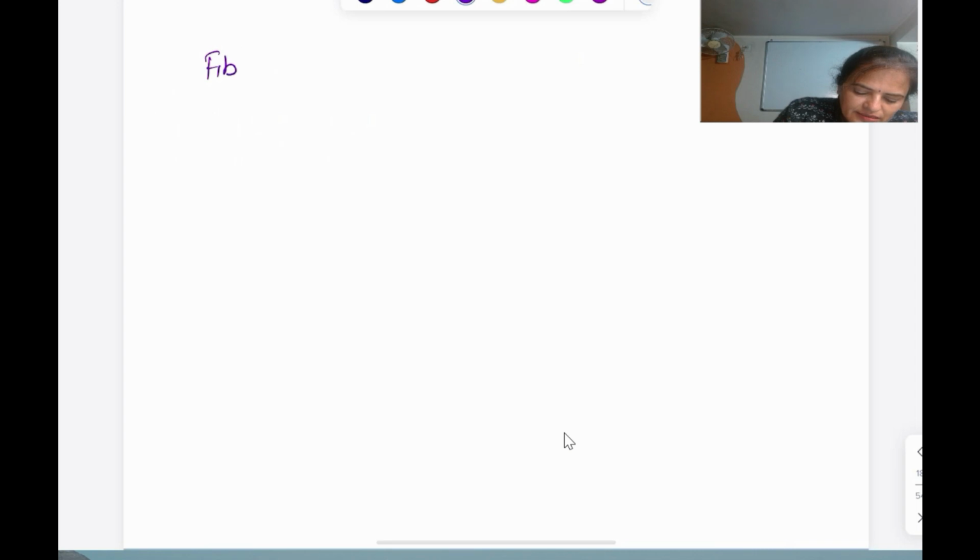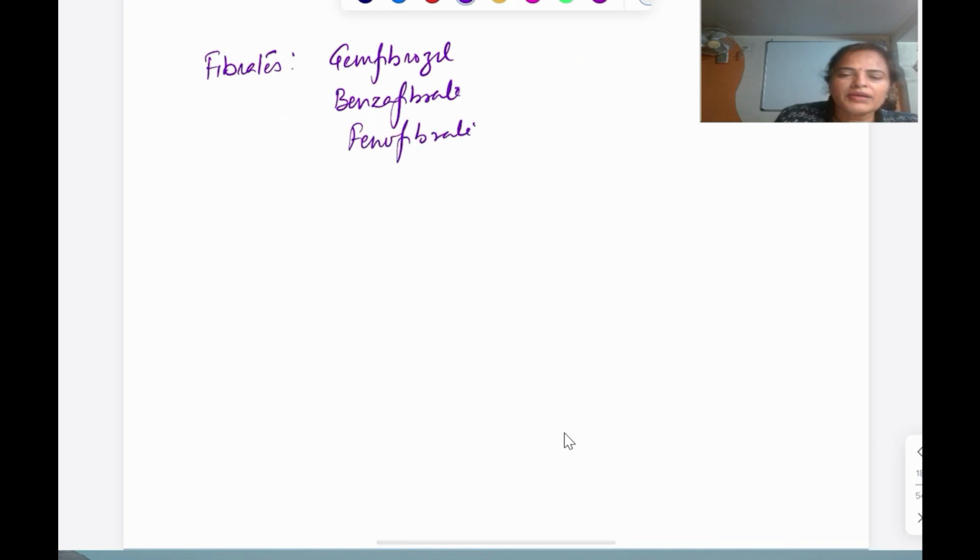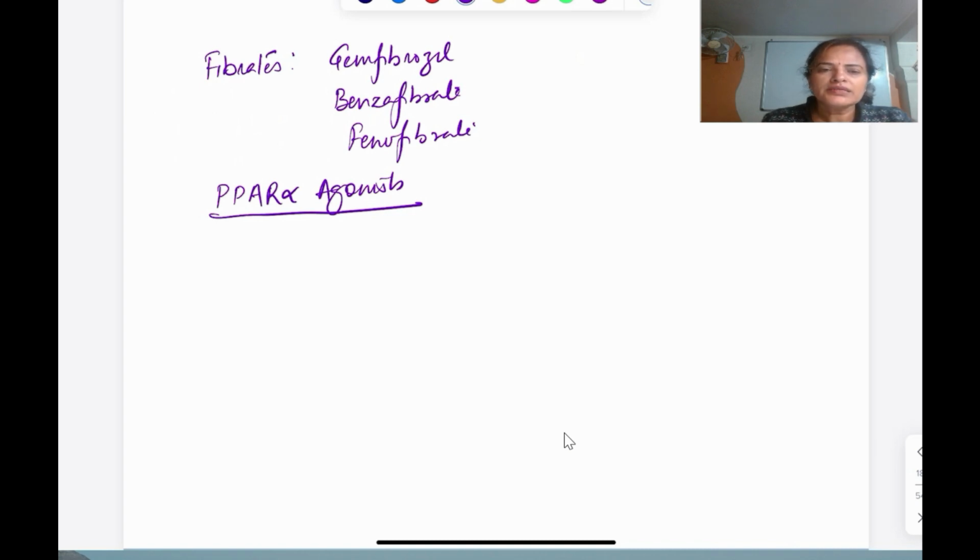So fibrates and fibric acid derivatives, which include the drugs gemfibrozil, bezafibrate, and fenofibrate. These are the three drugs. So now what are they? They are PPAR alpha agonists. Now what is the full form of PPAR alpha agonist? It is a nuclear peroxisome proliferator-activated receptor alpha agonist.